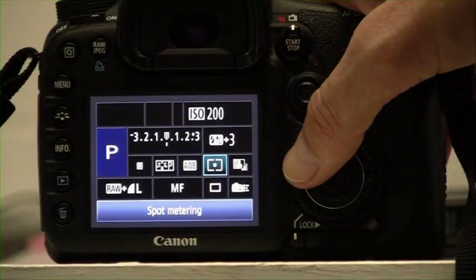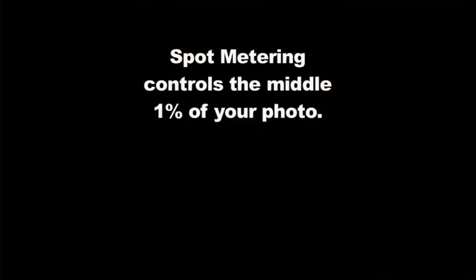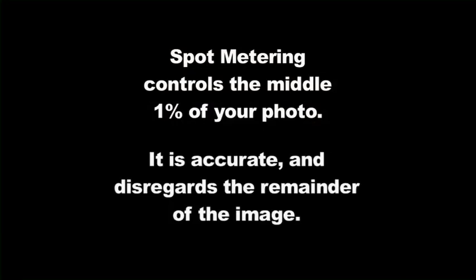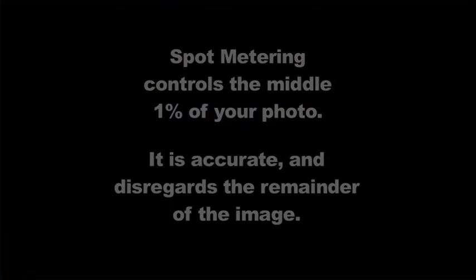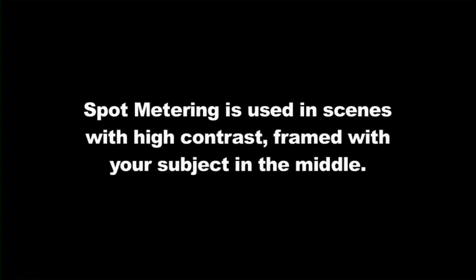Spot metering. This metering method measures the middle 1% of the scene. It's extremely accurate on that section and disregards the rest of the image. This method is used mainly in scenes where there is a big contrast and the most important part is in the center of the frame. For example, a backlit scene.